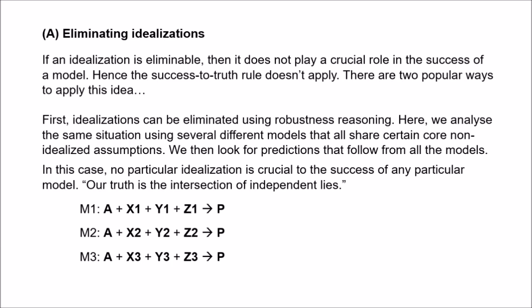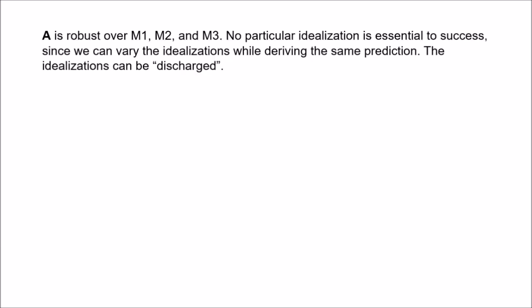The idea is that since A has been shown to be robust over this set of models, we have discharged the idealizations X, Y and Z. No particular idealization is essential to success because we can vary the idealizations while still achieving the same success, while still deriving the same prediction. So what's really doing the work in these models is the core assumption A, and that assumption is not idealized. Now, there are a few problems with this approach.